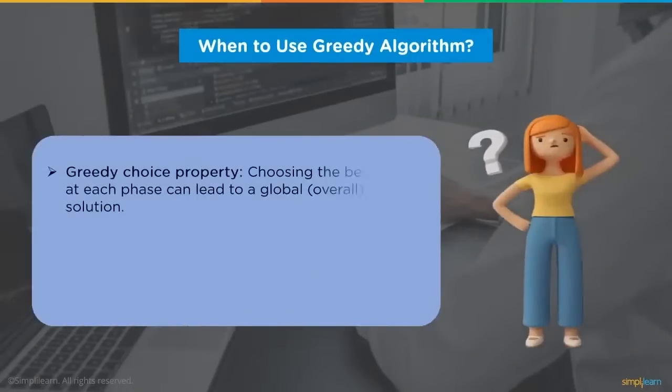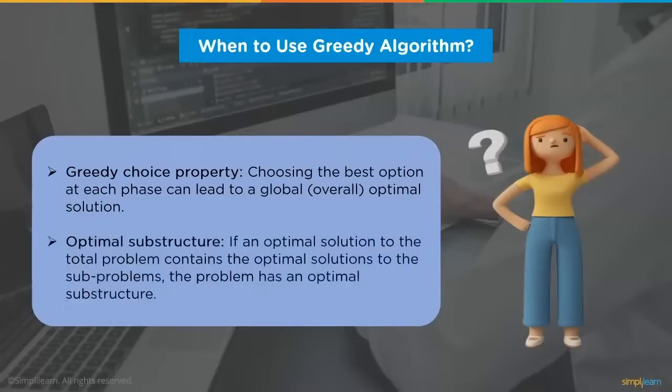Well, let me tell you guys that we have two conditions to judge our problem for implementing greedy algorithms. The first condition is the greedy choice property. This notion states that making locally optimal judgments can lead to the global optimum solution for a given problem. The second condition is about optimal substructure. The problem has an optimal substructure only if an optimal solution to the entire problem comprises the optimal solutions to the subproblems. In simpler words, that means the problem can be split down into multiple subproblems, and the solutions to these subproblems can collectively lead to a solution for the entire problem.